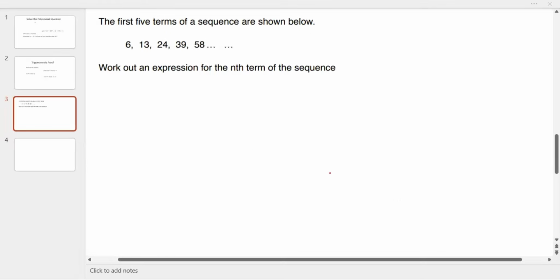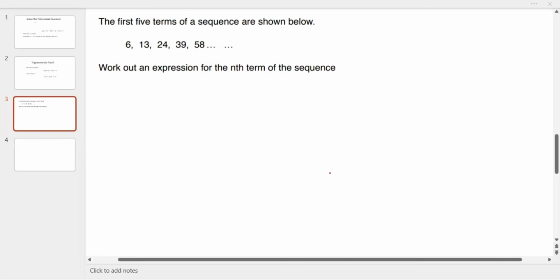In today's video, we are going to be solving a question on sequence, and we are going to be looking for the nth term of the given sequence of numbers that we have on the screen. Now, before we go ahead to solve this question, we need to understand the nature of our sequence.